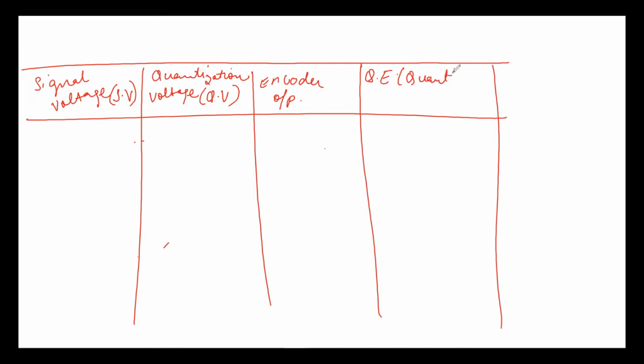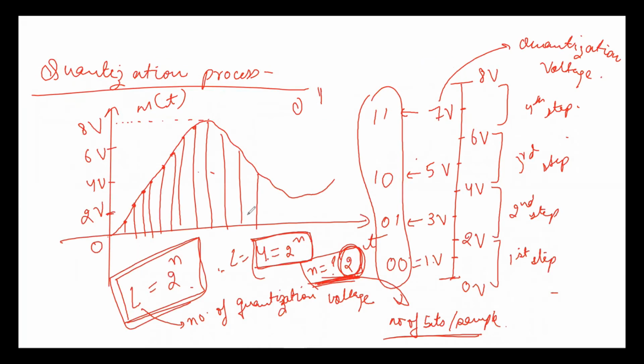Now we have to calculate the quantization error. How is the quantization error calculated? It is calculated as S.V, that is signal voltage, minus quantization voltage. This is the formula to calculate the quantization error: quantization error is equal to signal voltage minus quantization voltage. For this example I have given you, you have to fill this table.